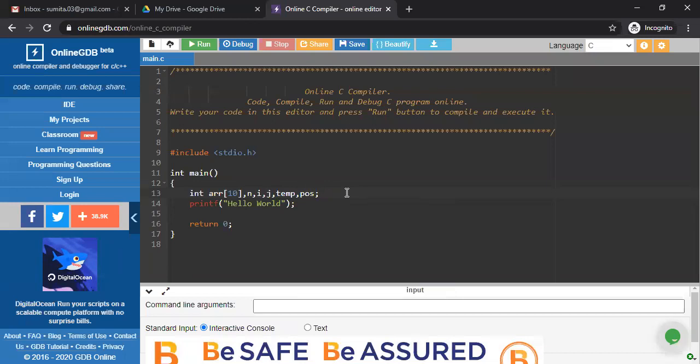So we have to work with this position, because position is the most important part of this procedure. Until or unless you find out the position of the smallest one in the remaining part of your elements, you can't compare those two, and you can't swap those two. This is the most important variable, so for that we use position, in short POS.